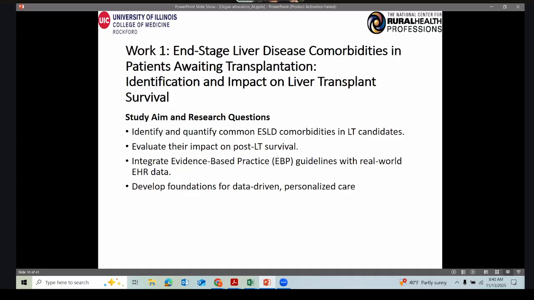By considering these limitations, we have started work on two projects. The first project is focusing on end-stage liver disease comorbidities in patients who are waiting for liver transplantation. We know that many patients on the transplantation list don't just have liver disease. They also have other coexisting conditions or comorbidities like diabetes, cardiovascular disease, kidney disease, or obesity.